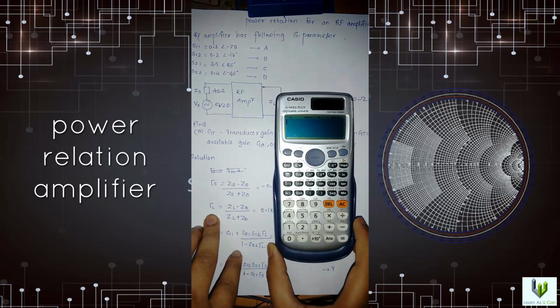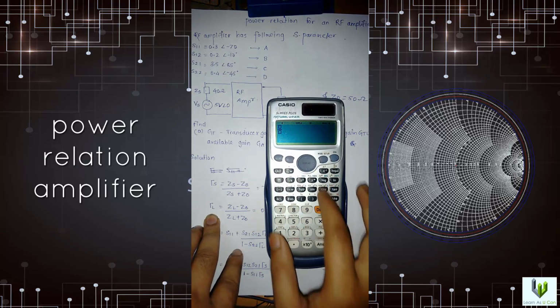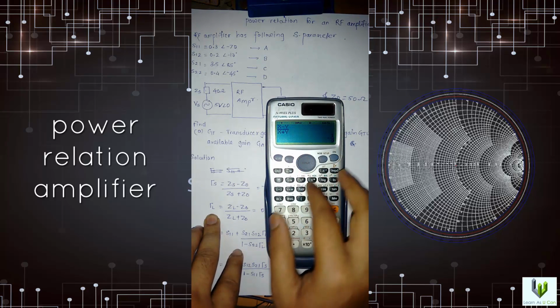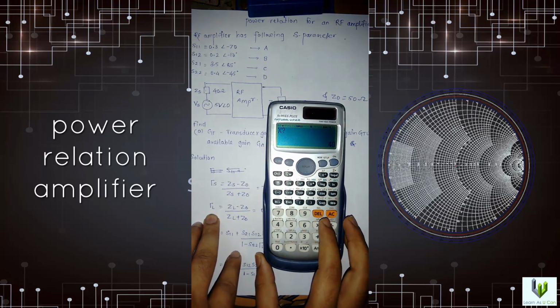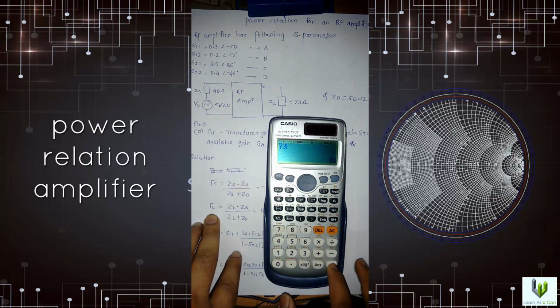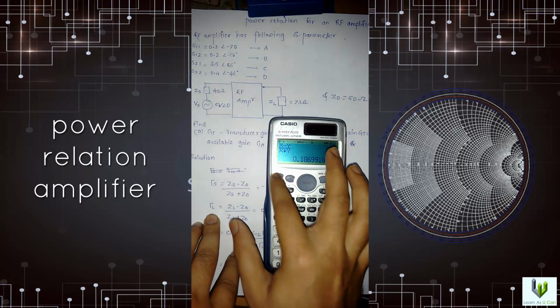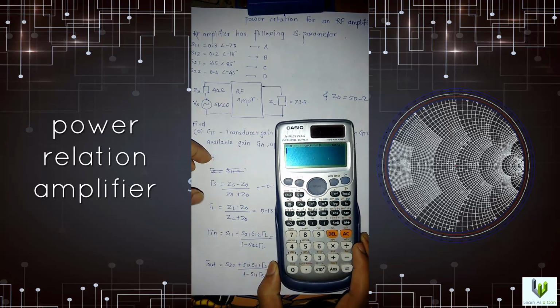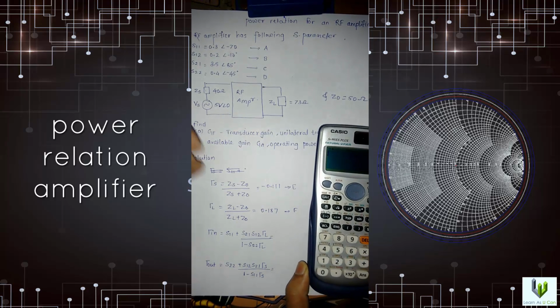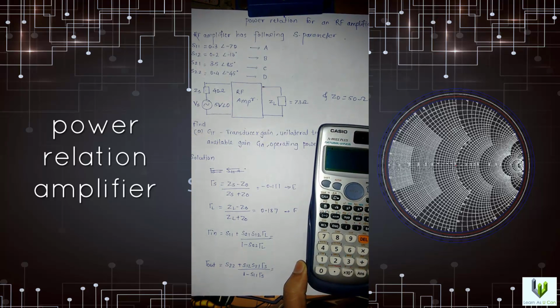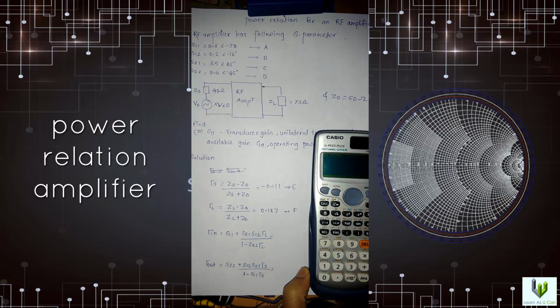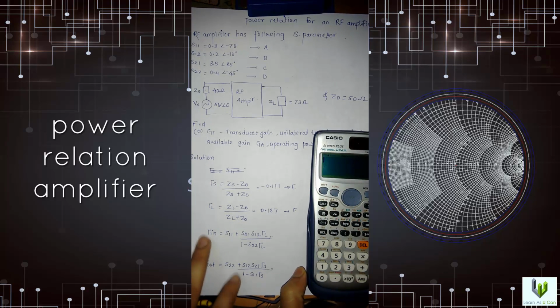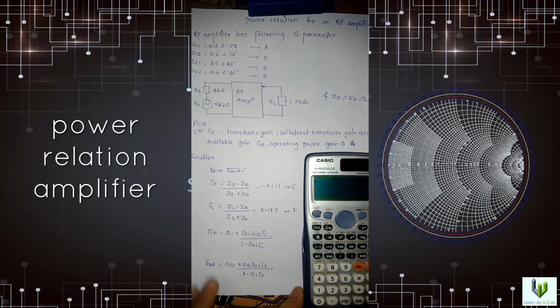And this result is for ZL minus Z0 over ZL plus Z0. X is 73, Y is 50. We got this 0.186. Shift store to F. Okay, now I have solved and stored these values as E and F. Now I have to calculate gamma in and gamma out. So how to calculate this?